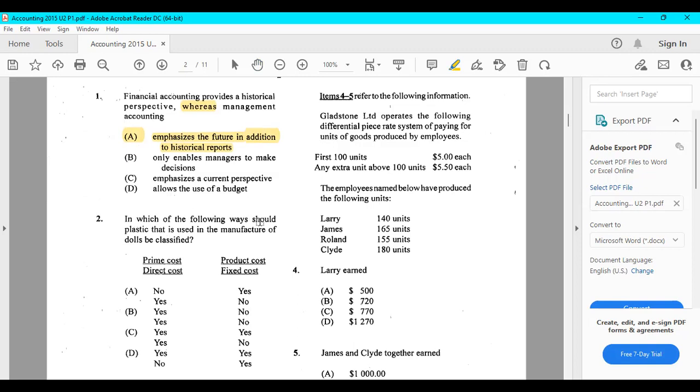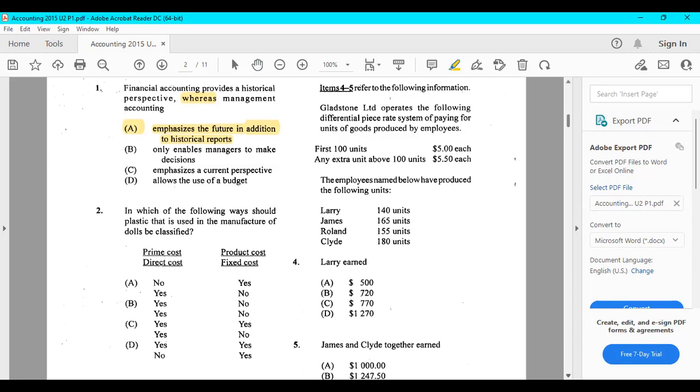2, which of the following ways should plastic that is used in the manufacture of dolls be classified? So we're using plastic to manufacture dolls, right? So right away off the top of your head, it should be, oh, that's a direct material. Like the plastic can be directly traced to the dolls, right? So that's definitely direct material. And if it is a direct material, we say that's a direct cost. If it is a direct cost, you know that it has to be a prime cost as well, because what is prime cost? Direct cost plus your labor cost give you a prime cost, right? So definitely prime cost as well.